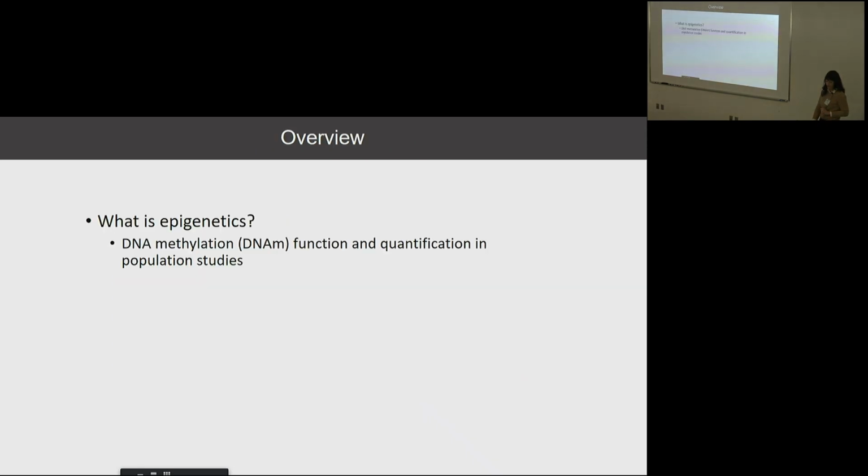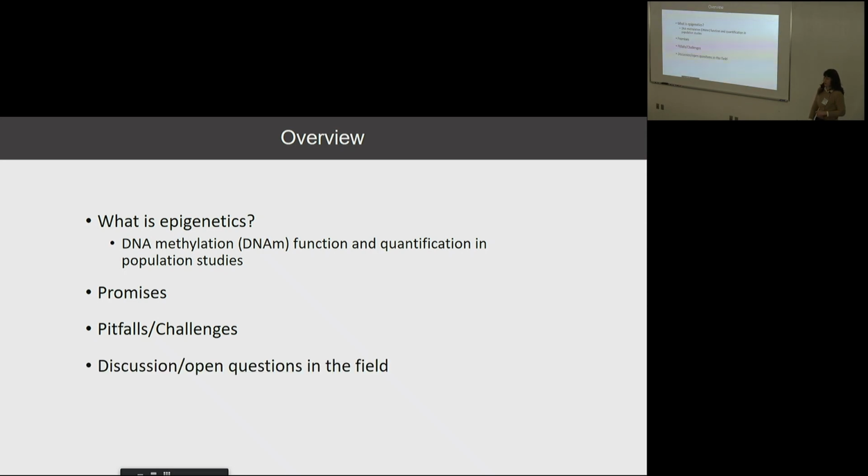All right, so just to give you an overview, I'll talk about what is epigenetics. In particular, we'll talk about one particular epigenetic modification, which is DNA methylation. That's the type of epigenetic modification that you're going to find in most population-based studies. So we'll talk about its function and how it's quantified. Then I'll discuss some promises for epigenetics, also some huge pitfalls and challenges that the literature is working through. And then we'll talk about some open questions in the field.